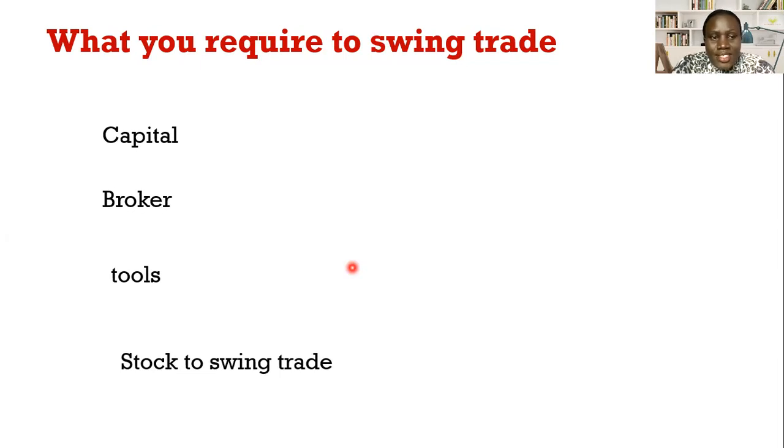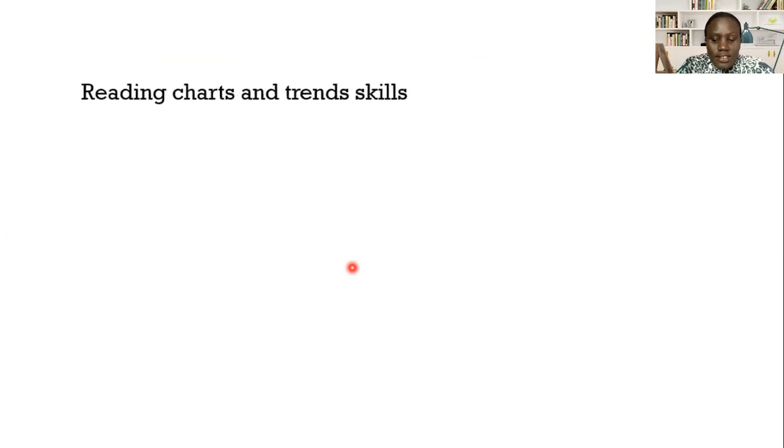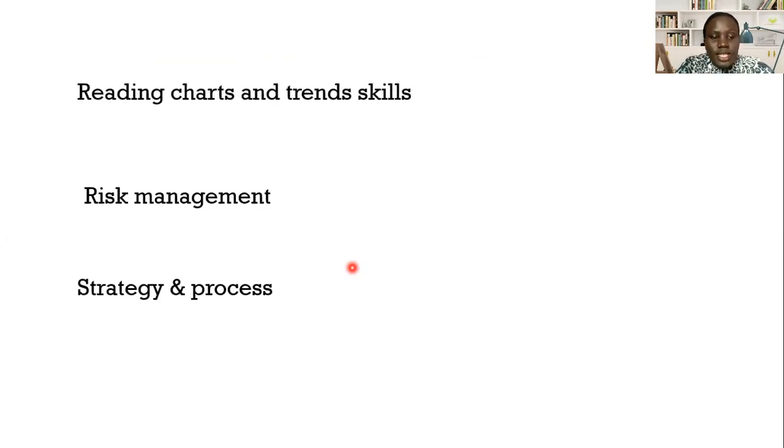Capital is required, brokers, tools, stocks to swing trade, and also reading charts and trend skills, risk management, and strategy and processes. All those things you need to be a profitable trader. You cannot just go and say, oh, I heard that Tesla was trading at this point and everyone is becoming a millionaire, let me just go and do it, when you don't know what you're doing. Then you will be the loser and you lose all your money.